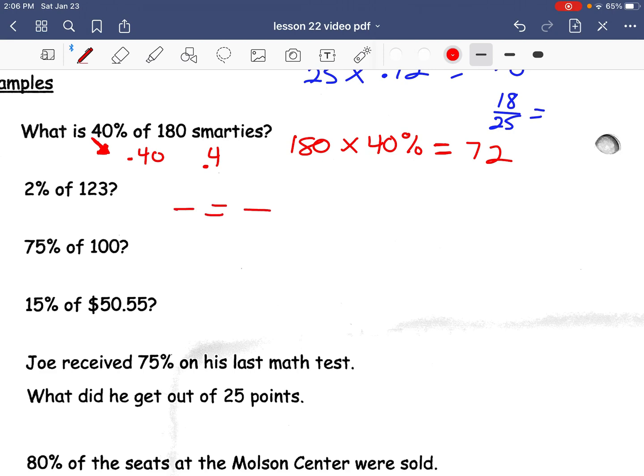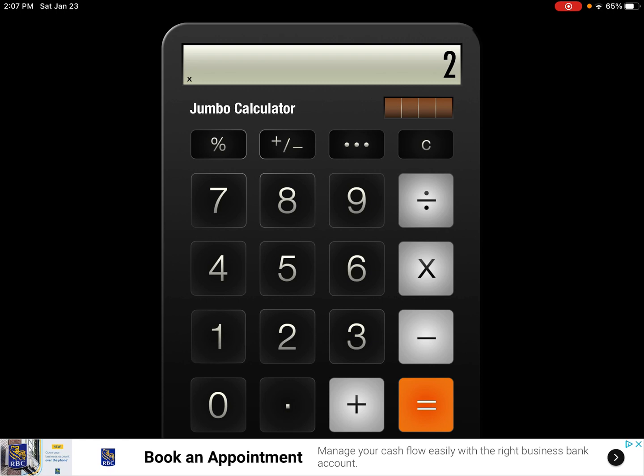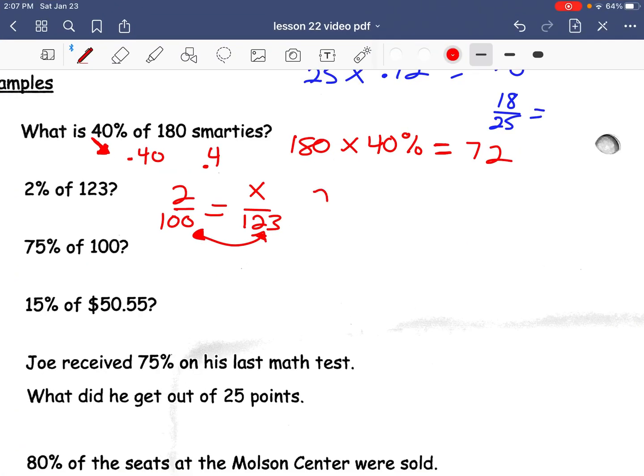If I change it up a little bit and just set it up as a proportion, so 2 always over 100, 123 is your 100% of the bag, let's say, of whatever the items are. Here you are going to set up a cross multiply and divide. So you would say 2 times 123 divided by 100, because that's the number you haven't touched. That gives you 2.46, which makes sense because it's only a little 2% of 100 there.